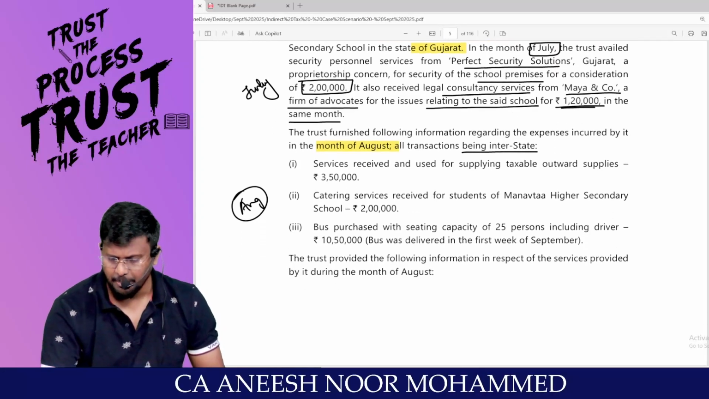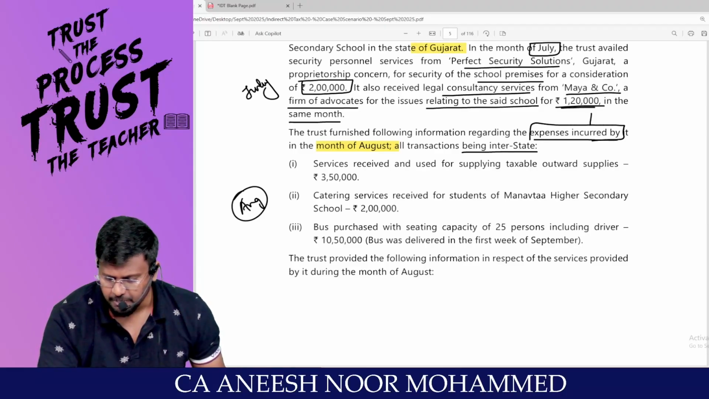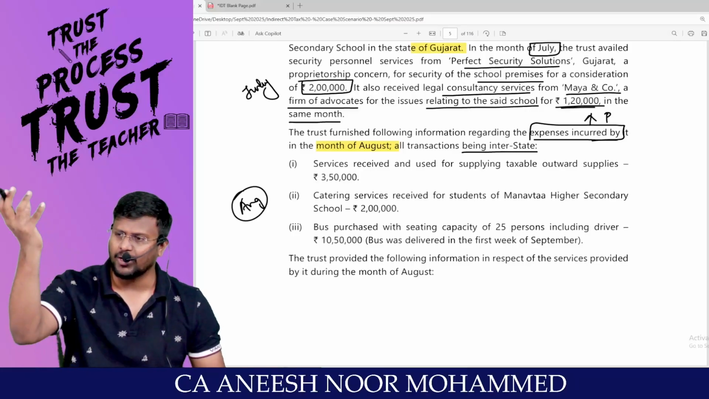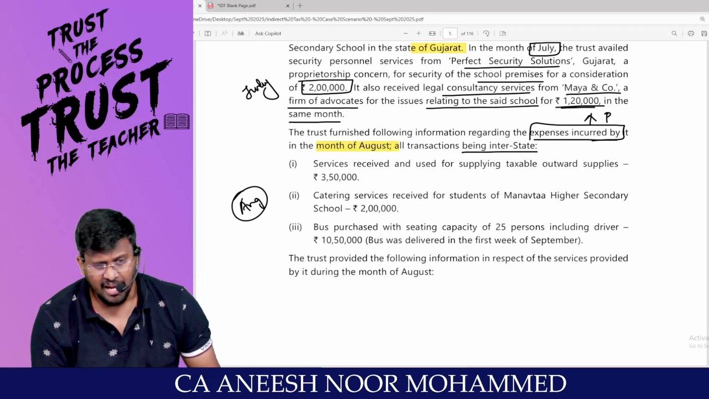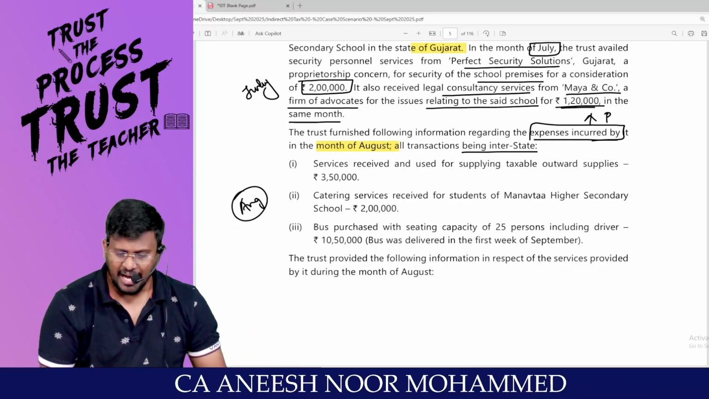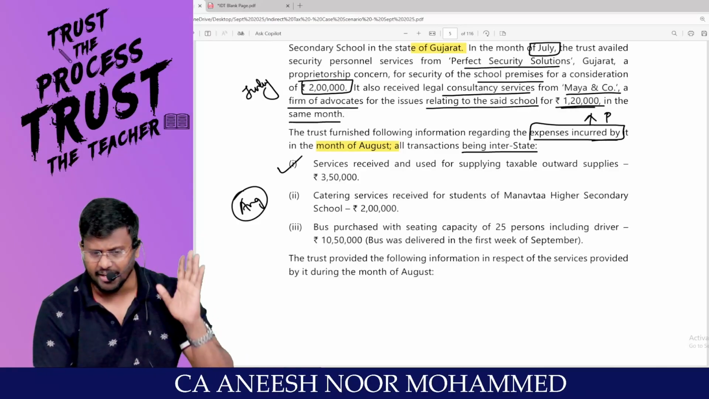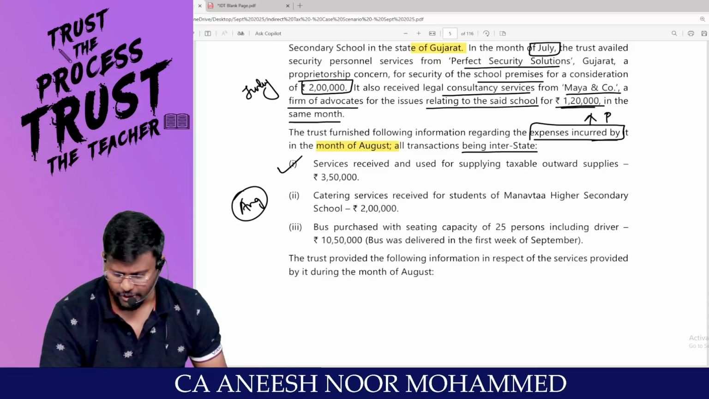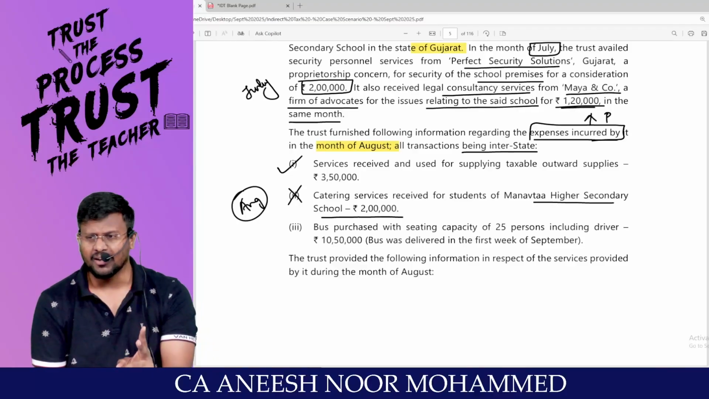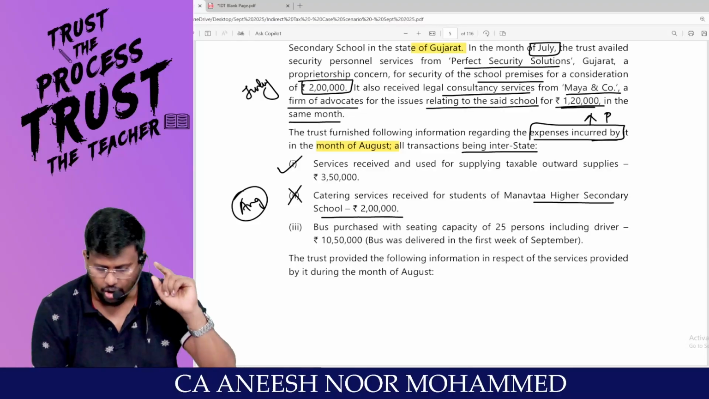All transactions being interstate transactions. These are expenses incurred. Expense incurred means purchases. Purchases means the trust would have paid what? GST. That can be taken as ITC provided it is not covered in the blocked credit. Service received for supplying taxable outward supply 3,50,000. For this you can take ITC. Catering service received for students of M Higher Secondary School 2 lakh. Sir, in the second blocked credit, catering services, health and beauty treatment services are blocked credit.